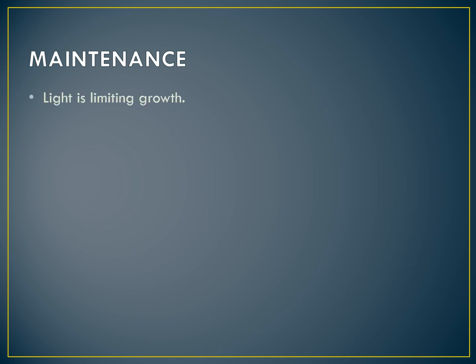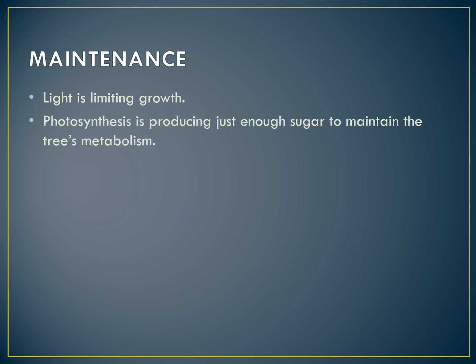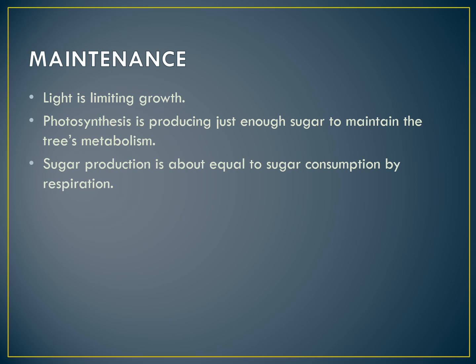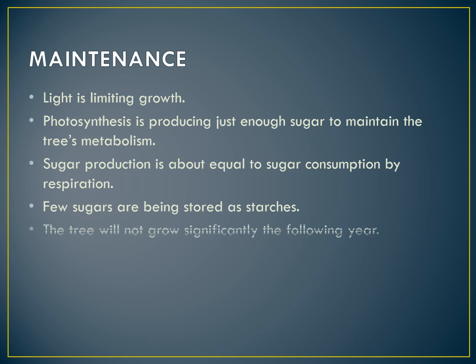In the maintenance mode, light is somewhat limiting to plant growth. Photosynthesis is producing just enough sugar to maintain the tree's metabolism. Sugar production is about equal to sugar consumption by respiration. Not many sugars are being stored as starches. The tree will not grow significantly the following year.